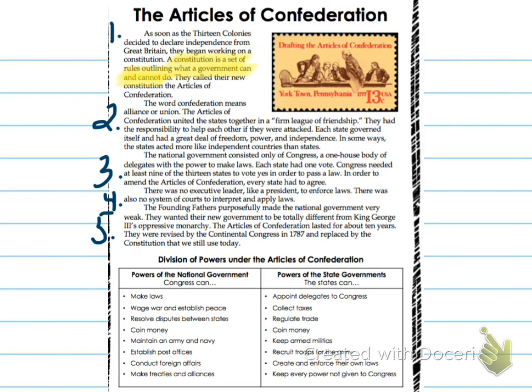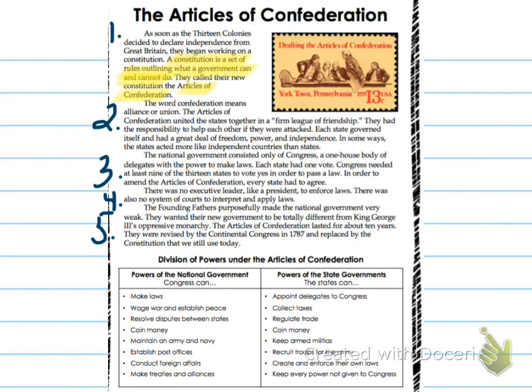This paragraph gives you a very important definition, and that is for a constitution. It's a set of rules outlining what a government can and cannot do. And also highlight the term or the phrase Articles of Confederation. This is what the first framers of the Constitution called this very early Constitution.